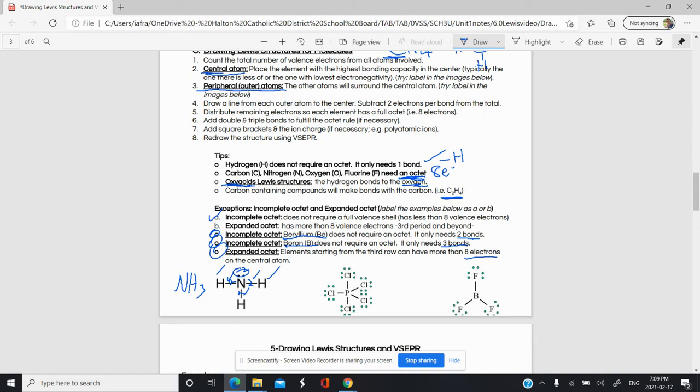Now, let's take a look at this example over here. Here we have all the surrounding atoms are chlorines. And if you count, you'll notice they all have 8 valence electrons, so that works.